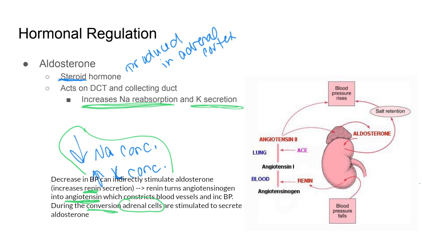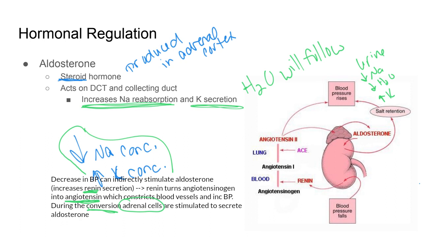And when it increases the sodium reabsorption, water will follow that sodium. So water will be reabsorbed with the sodium back into the capillaries. So what that will do is decrease the amount of water that's in the urine. So the urine itself will have lower sodium levels, lower water levels, but higher potassium levels. And so that will retain more water to stay in the blood circulation, which will in turn increase blood pressure.